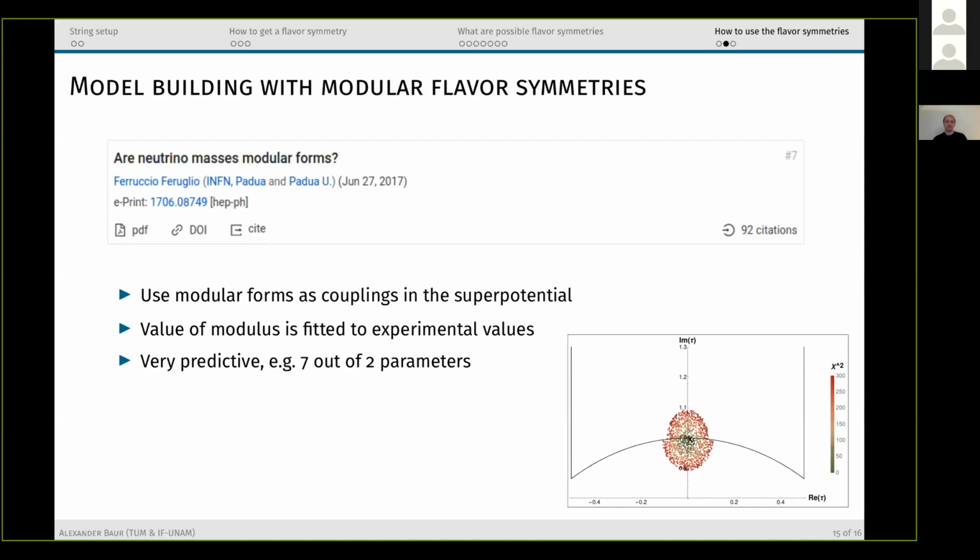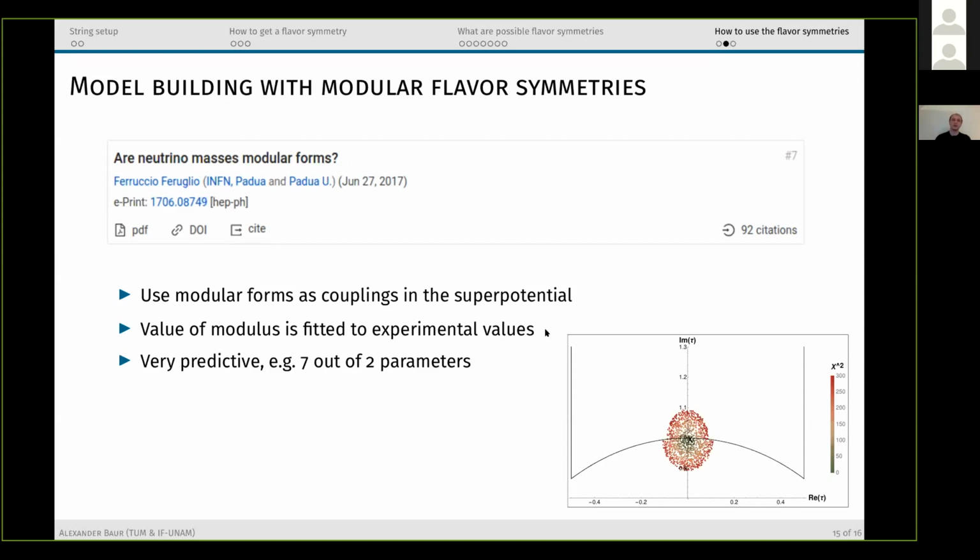And so it started with an idea, and if I want to bring this full construction down to only one sentence, I would say that he uses modular forms as couplings in the superpotential instead of just plain constants or just plain numbers. And therefore, the mass matrices for neutrinos, leptons, quarks, whatever, you find they contain those modular forms, and this is where he got this catchy title from, "Are neutrino masses modular forms?"